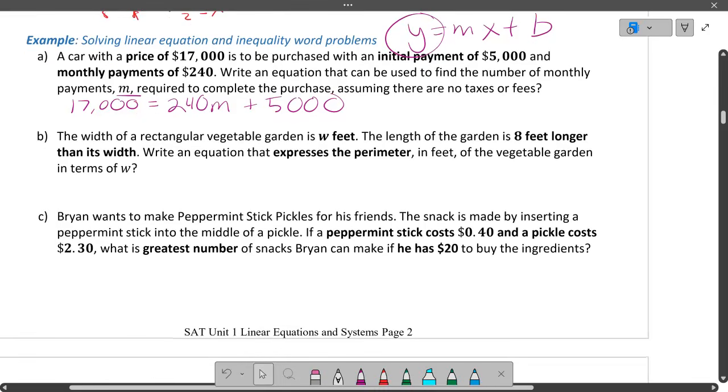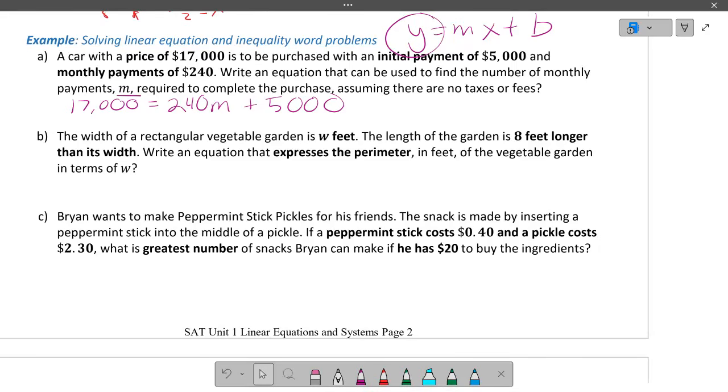We've got a rectangular vegetable garden. What is the question asking for us to do? Write an equation. An equation that does what? Okay, so what's our formula for perimeter of a rectangle? We'll start with P for perimeter equals. How do I find perimeter?